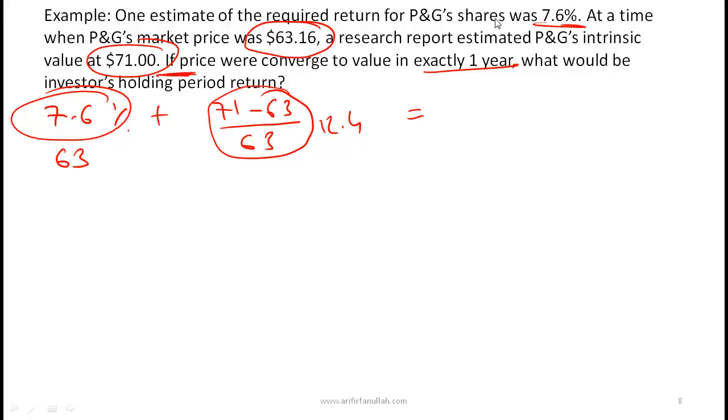And look, if you read the words very carefully, at a time when P&G's market price was 61, a research report estimated the intrinsic value at this. Another practice question later will actually tell you that the expected price after 1 year is whatever. Okay, so there you would use a different logic. And if you have your curriculum in front of you, which I hope you do, you can look at this. Don't make simple problems complicated. All you're doing here is the 7.6 based on the return plus the correction that you hope will happen.